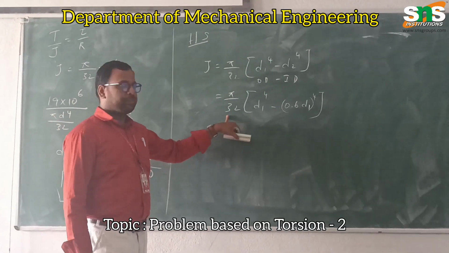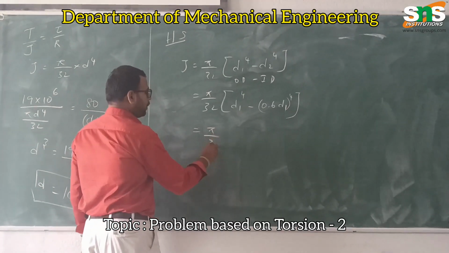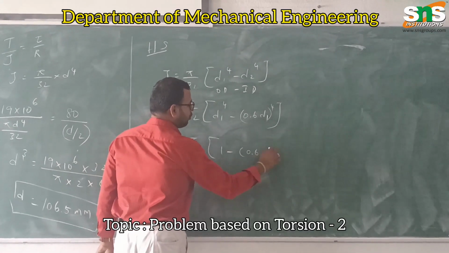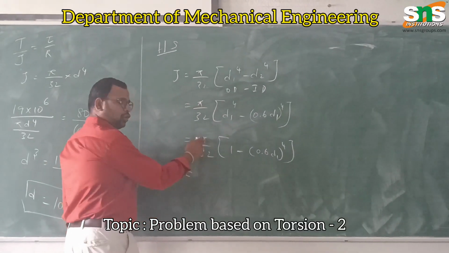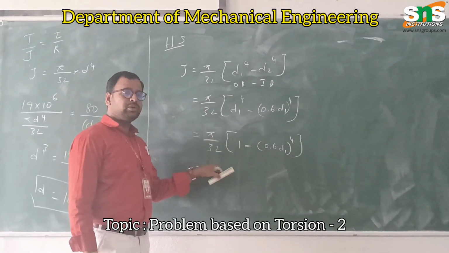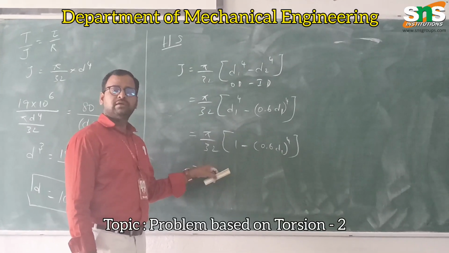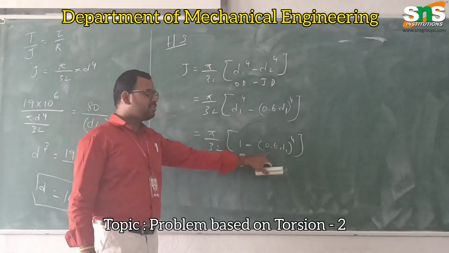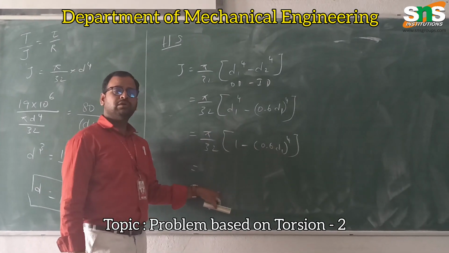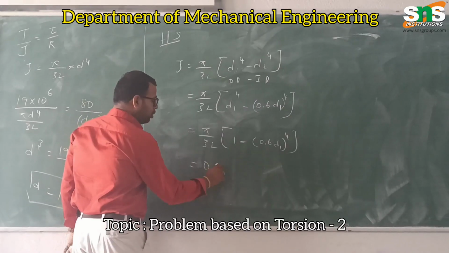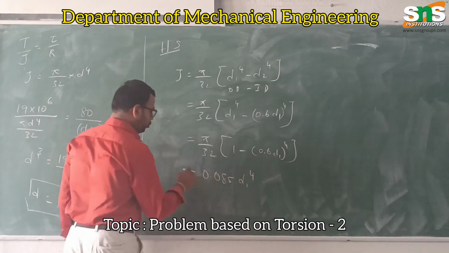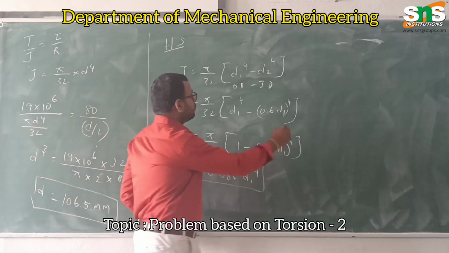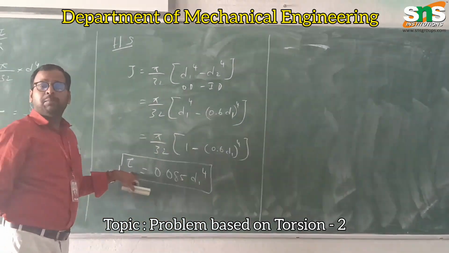So with this relationship, we can take this as pi by 32 into D power 4 into the bracket 1 minus 0.6 power 4. So multiply pi by 32, what will be the answer? 0.098, times the bracket 1 minus 0.6 power 4. What is the value? 0.085 D power 4. So this is the polar moment of inertia.